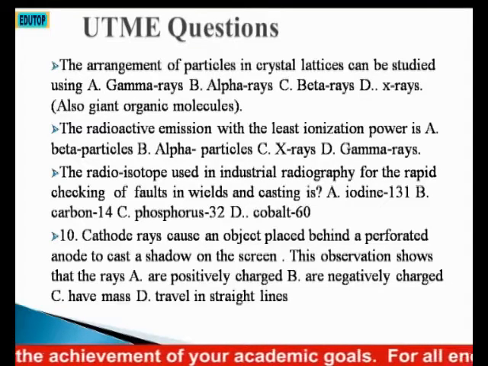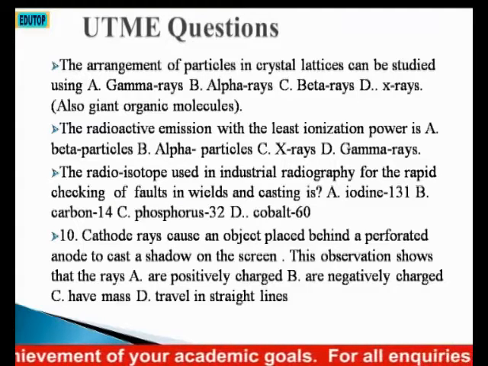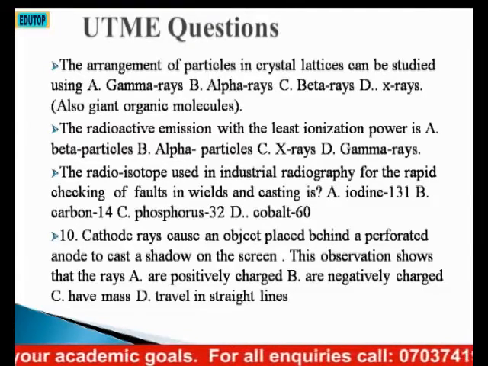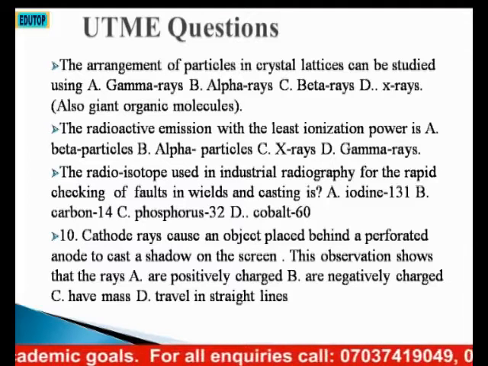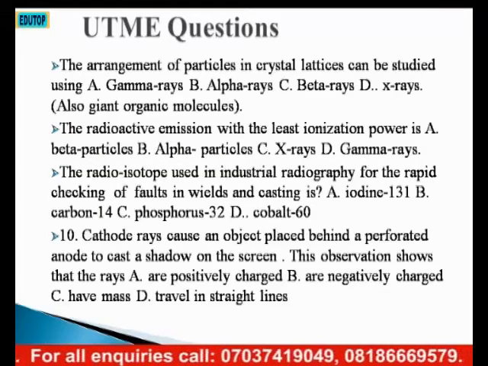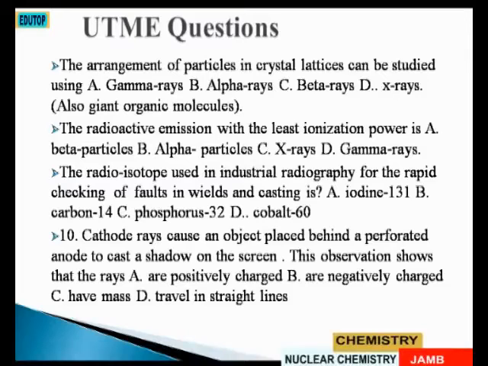Then the next question. The radioisotope used in the industrial radiography for the rapid checking of fault in welds and casting is A, iodine-131, B, carbon-14, no, because carbon-14 is used in carbon dating. C, phosphorus-32, no, D, cobalt-60. Take note of that fact. It's cobalt-60 that is required in the industrial radiography for the rapid checking of fault in welds and casting. So the answer is option D.